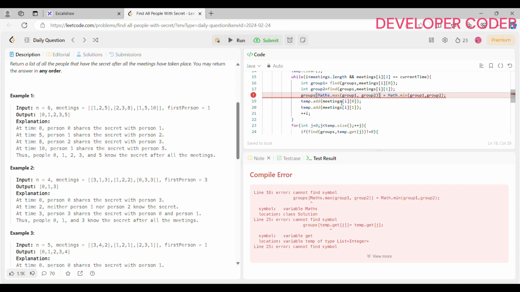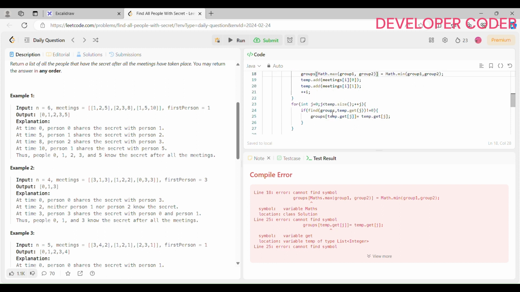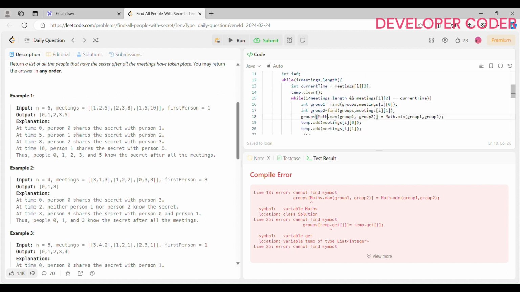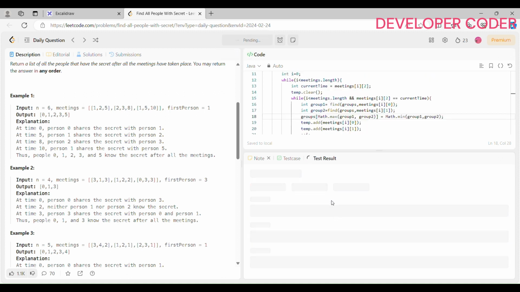Okay, so here in line number 18 we have to update the spelling. This Maths is wrong, and anything else? Line number 25, it is saying temp.get(j), cannot find the symbol. Okay, let me run it again and see what symbol it's not able to find.